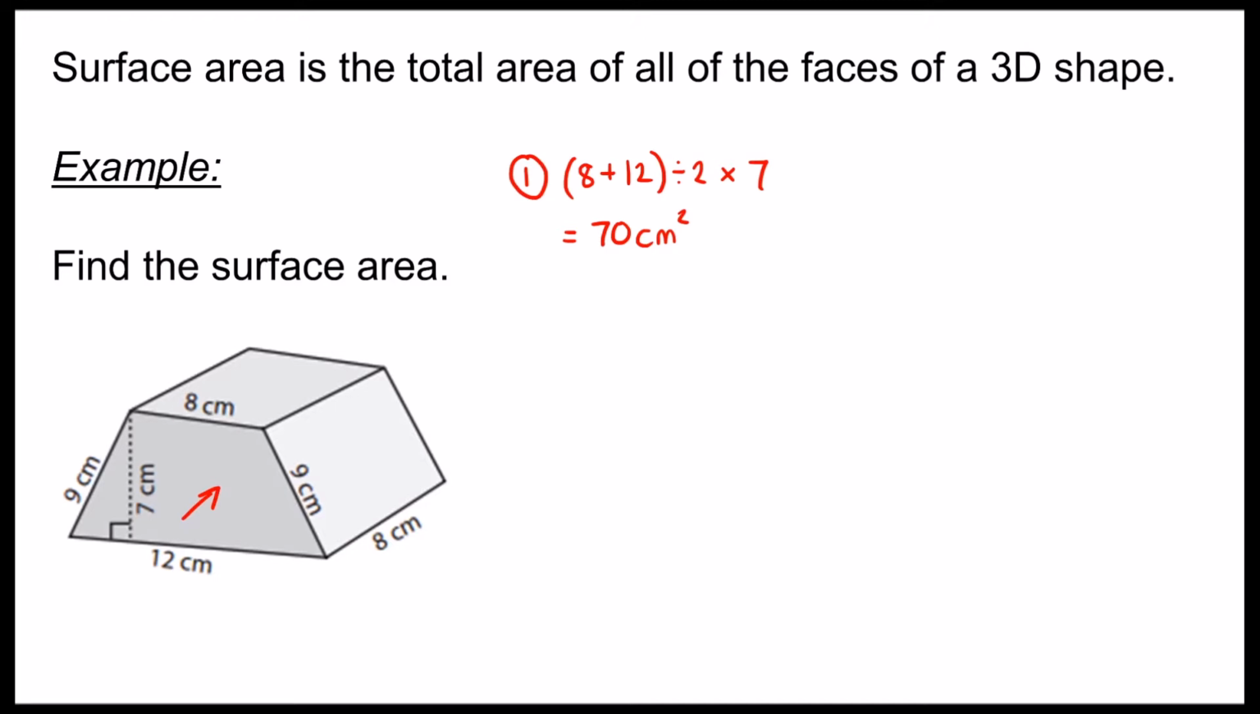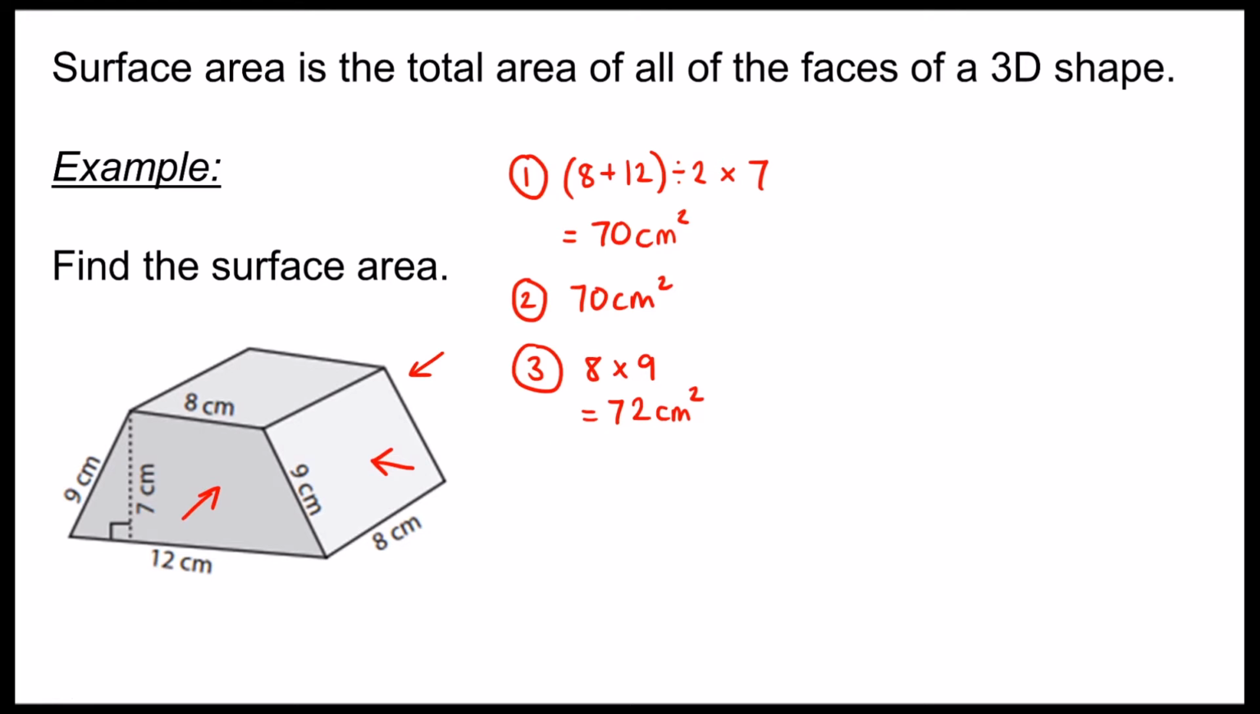I know that the face which is hidden at the back is also going to be the same area because that's also going to be a trapezium. So my face 2, I can say, is also 70 centimeters squared. My third face is going to be the one on this right hand side just here. I know that that's a rectangle, and the area of that rectangle is 8 by 9. So 8 times 9 gives me an area of 72 centimeters squared.